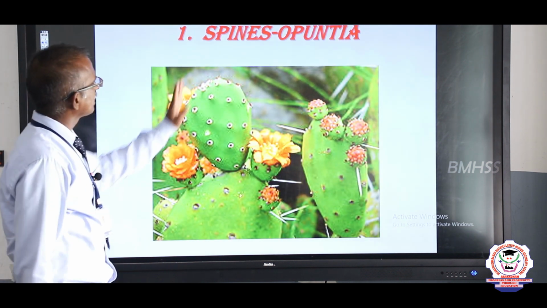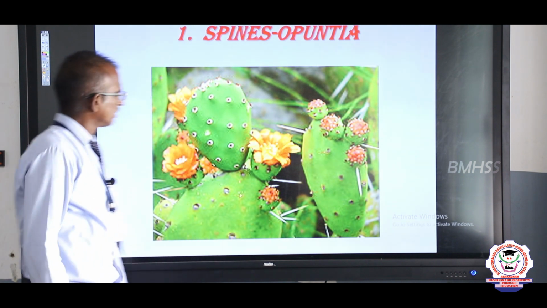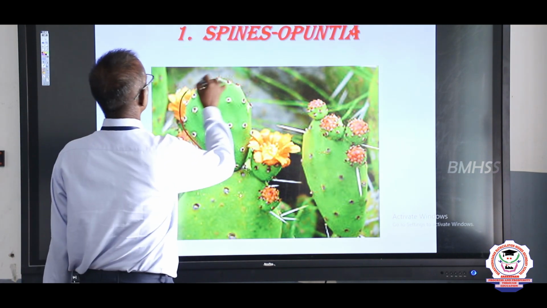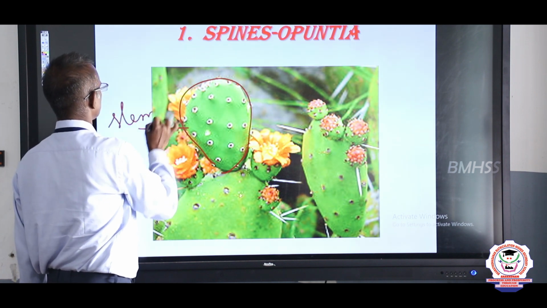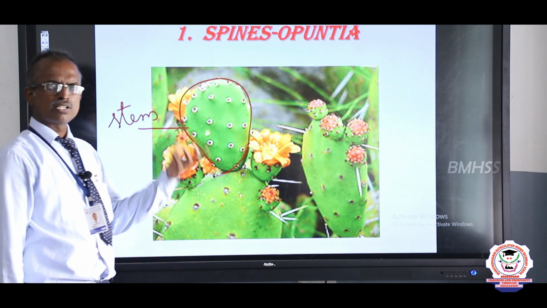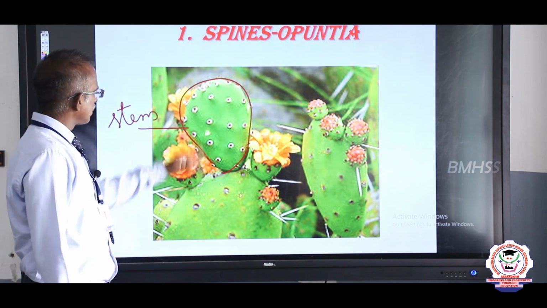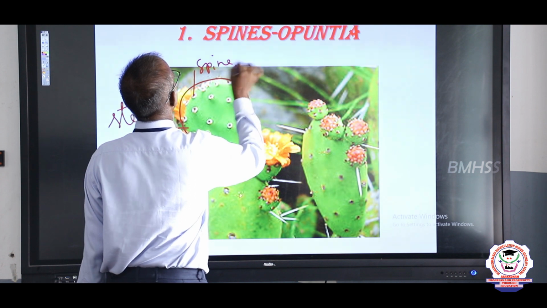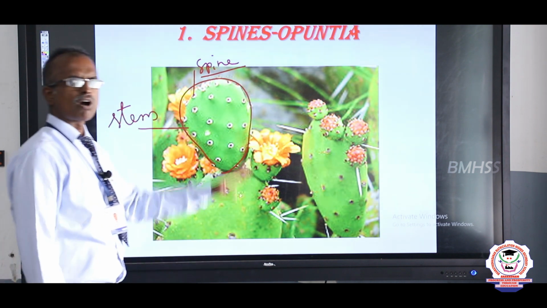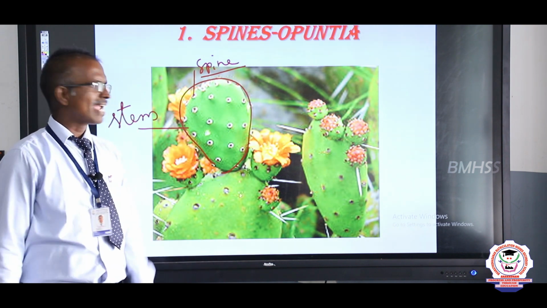If we take an Opuntia plant, this part is a green structure which we call the stem, a succulent, fleshy structure. Above it we have what we call spines. The leaves are modified into small spine structures.